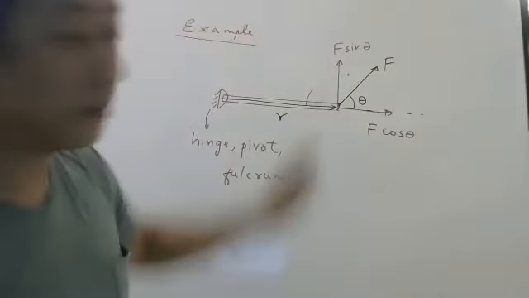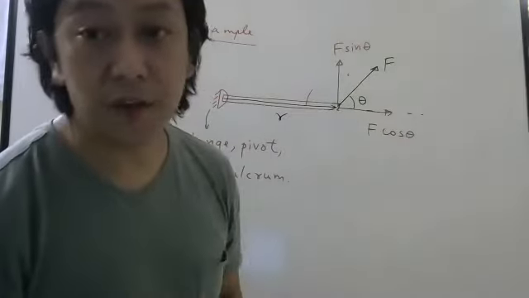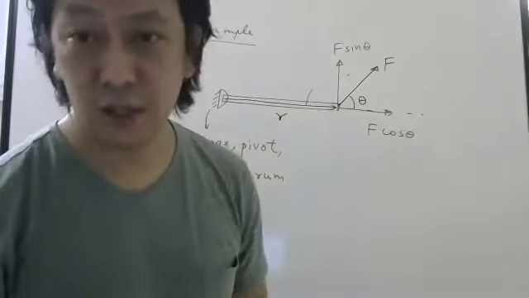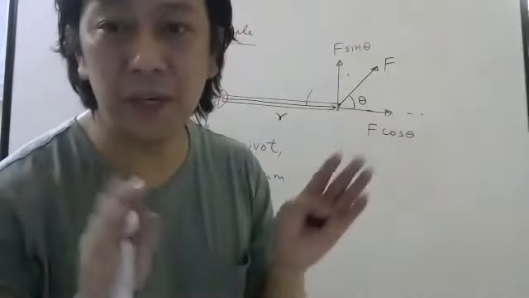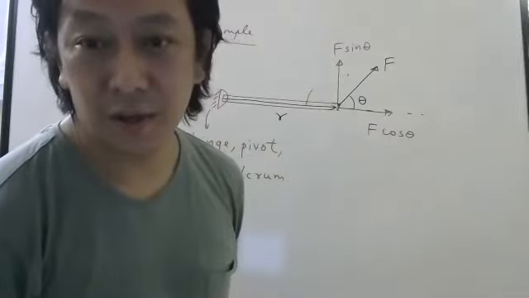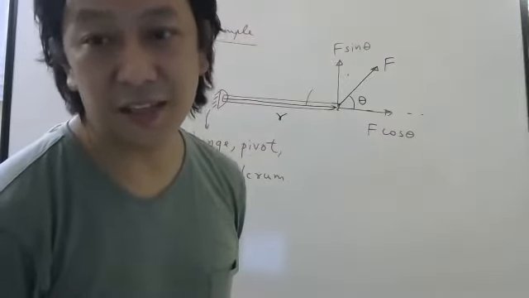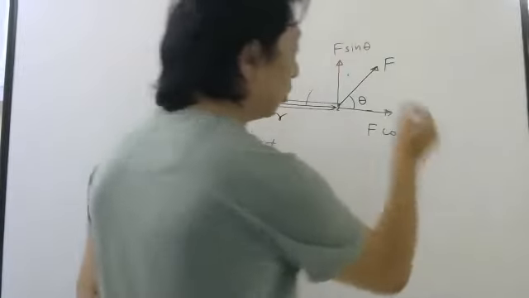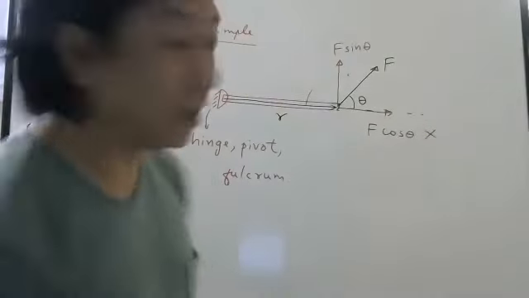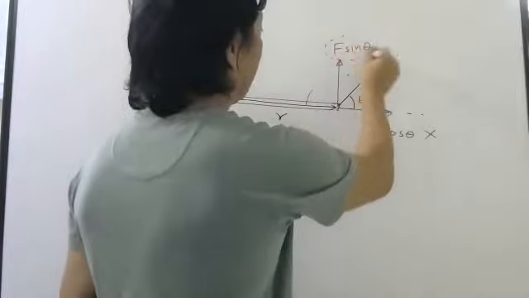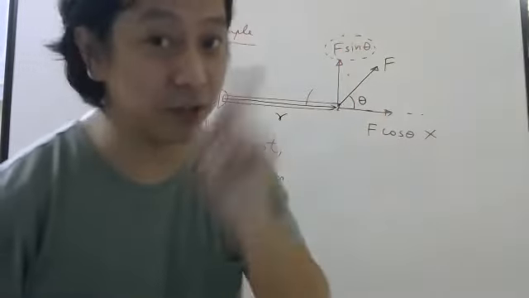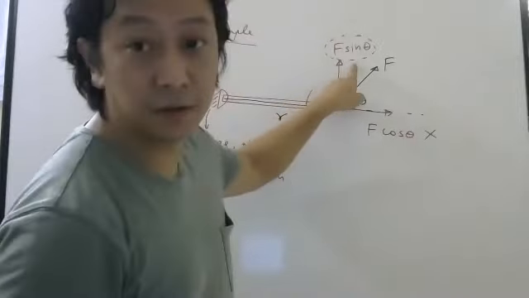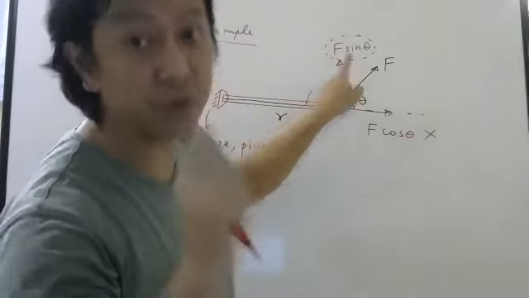Now try to observe which component of the force is useless to rotate the door. It is not helping to rotate the door. F cos theta or F sine theta? F cos theta, right? So this is useless to rotate the door. Which is useful? F sine theta. So that is one thing to remember: in order to rotate the door, this component of the force is useful.